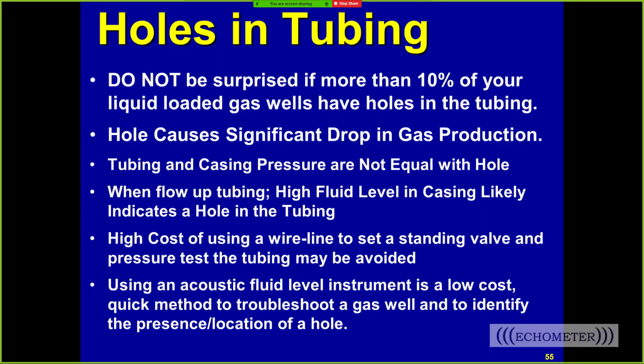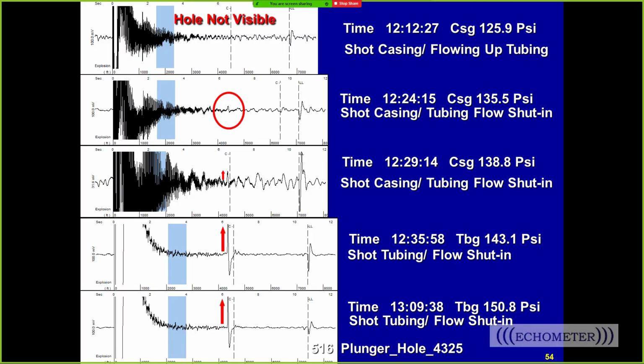Yes, we have a few questions only. I'm going to start with the last question that I received from the private chat. It's related to slide 54, where we have the hole in tubing. And it says, why does the same tubing hole look much bigger on the tubing shot than in the casing shot?